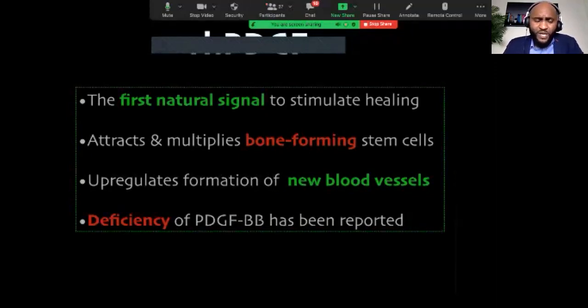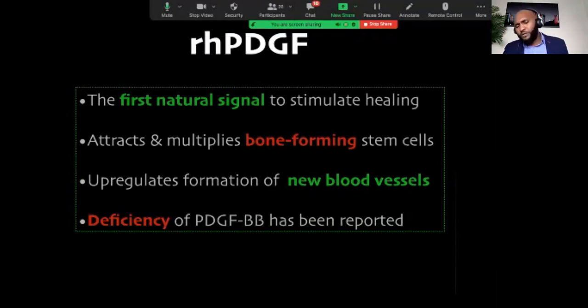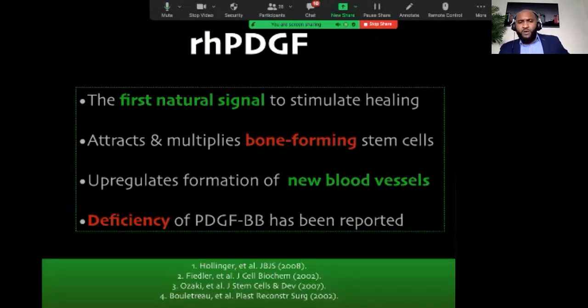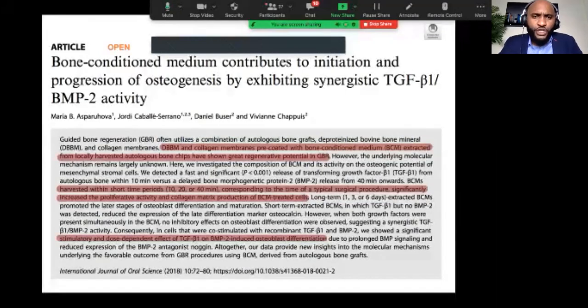There is now enough literature you can read. I'm yet to use the commercially available ones, but I use the PRF derivatives, which I believe Dr. Tom and Pan Dental Surgery have taught you extensively. Now, one last point will be bone conditioned media.